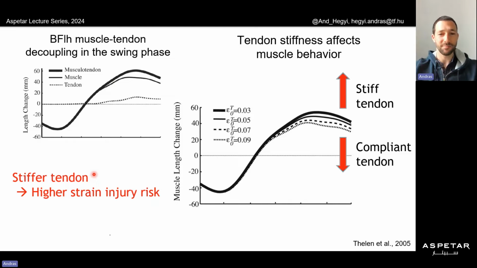There are some studies on plyometrics showing no change or a decrease in tendon stiffness, but most of the training interventions will increase tendon stiffness. But of course, if you do a training intervention, there are also changes in the muscle, not only in the tendon. So it's always very difficult to interpret these simulation results to what actually happens in real life.